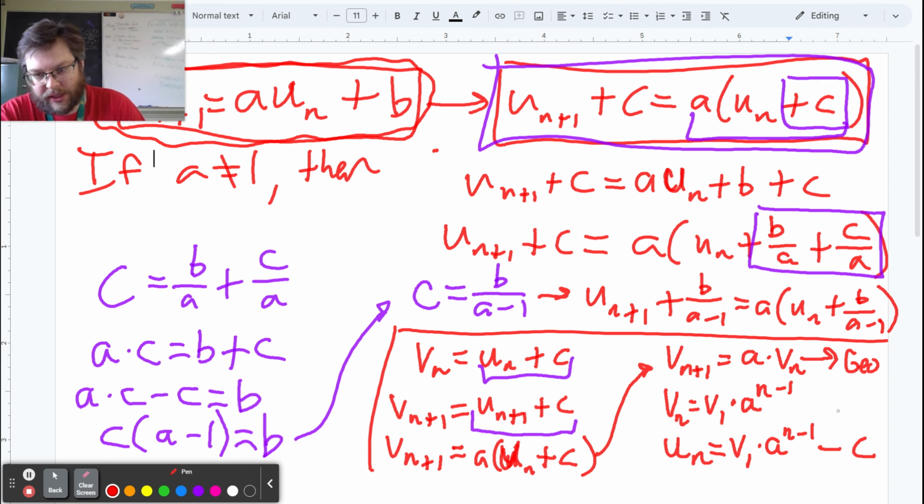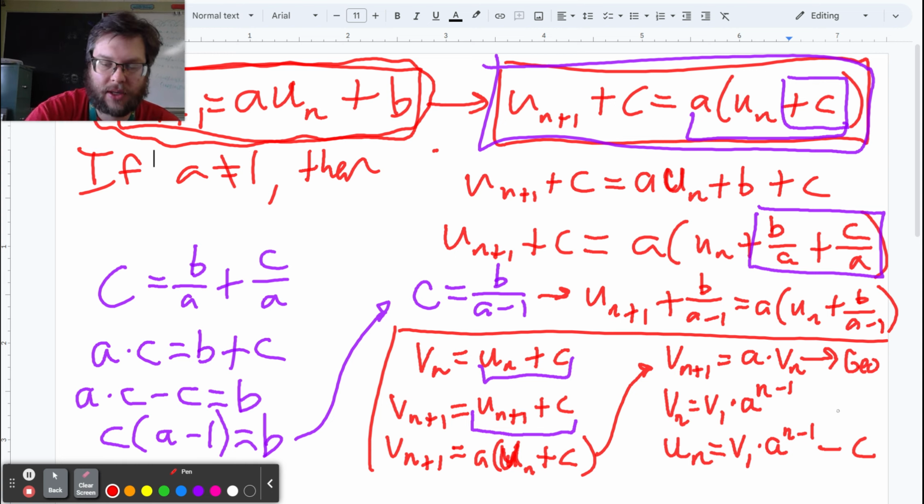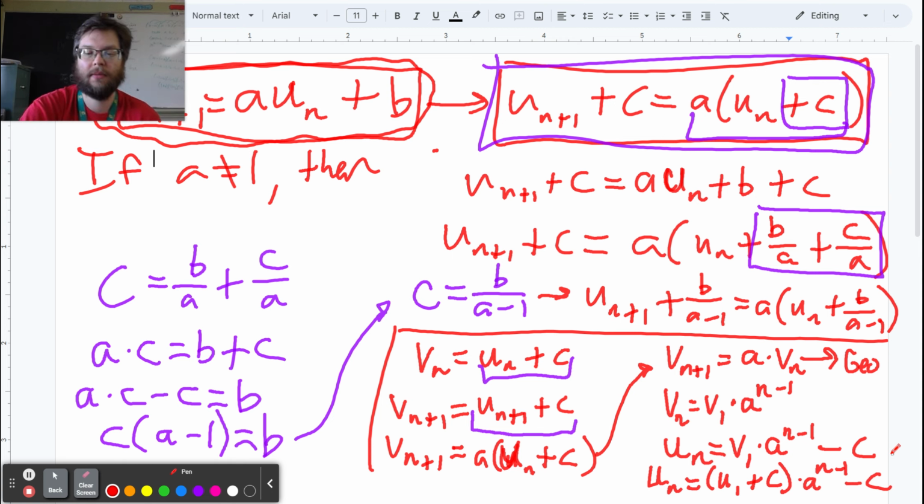And what we need to do in one more step is write this entirely in terms of u, because we don't want to have this be in terms of v. So I have a v1 right there. But v1 is just u1 plus c. So un can be written as u1 plus c times a to the n minus 1 minus c. So we have written our recurrence relation in a completely different way.